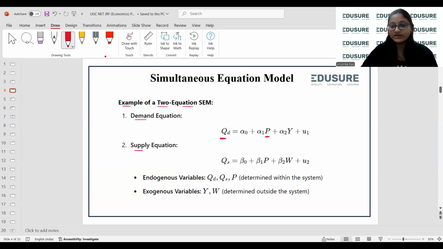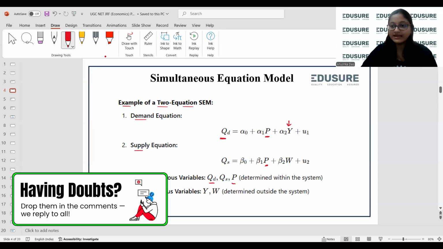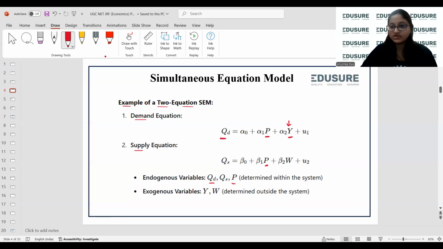P is also an endogenous variable because P is here also, and here also. So in both the equations, they are present, so it will also be determined from the system. So QD is one of the endogenous variables, P is one of the endogenous variables, but Y is exclusive to this equation only, the demand equation. Demand depends on your income. Y is income here. So demand depends on income.